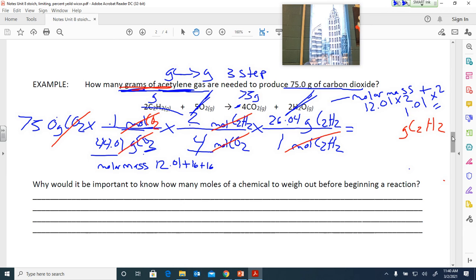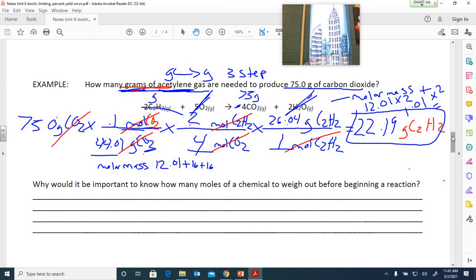Now I need to divide by the second number, so divide that one by 4. Now you divide by the last one, which is 1. It's the same answer. So my answer is 22.19 grams of C2H2. That's how much you would have to weigh out. So if I produce 75 grams, how much acetylene gas did I use? 22.19 grams of acetylene gas to do that.